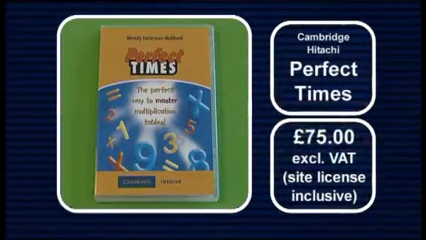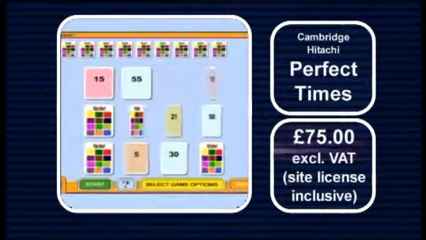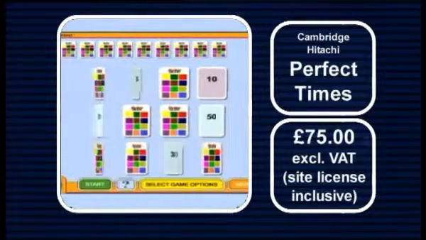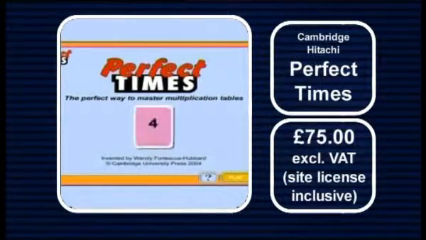Perfect Times by Cambridge Hitachi is a CD-ROM which contains a number of activities and games to suit all ages and abilities. It reinforces basic multiplication and division skills.